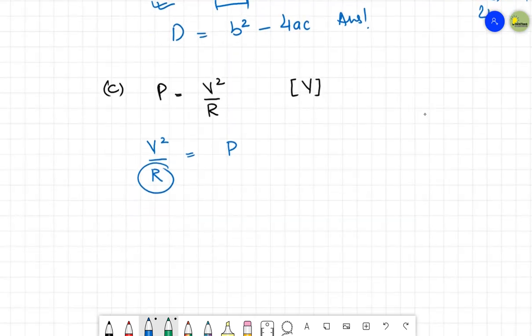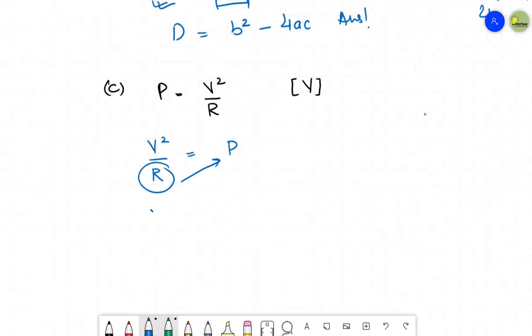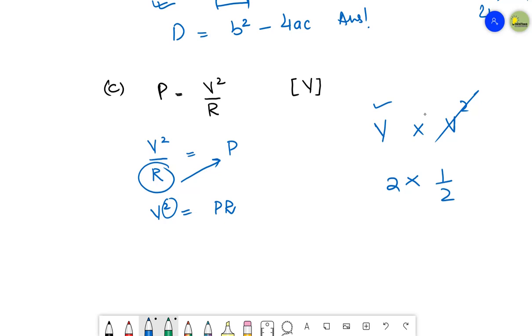R is present in the denominator. It will be multiplied when it is shifted to the other side. So V square equals P into R. Now, you need the value of V, not V square. So you have to remove this power 2. Power 2 can only be removed when it is multiplied with its reciprocal. When you multiply it with 1 upon 2, then 2 and 2 will be cancelled and you will get V only, V to the power 1, that is V.